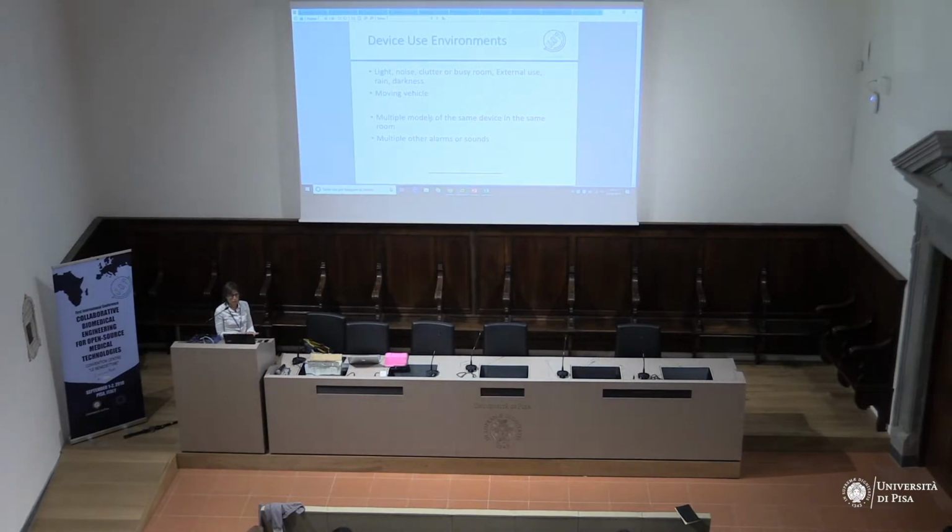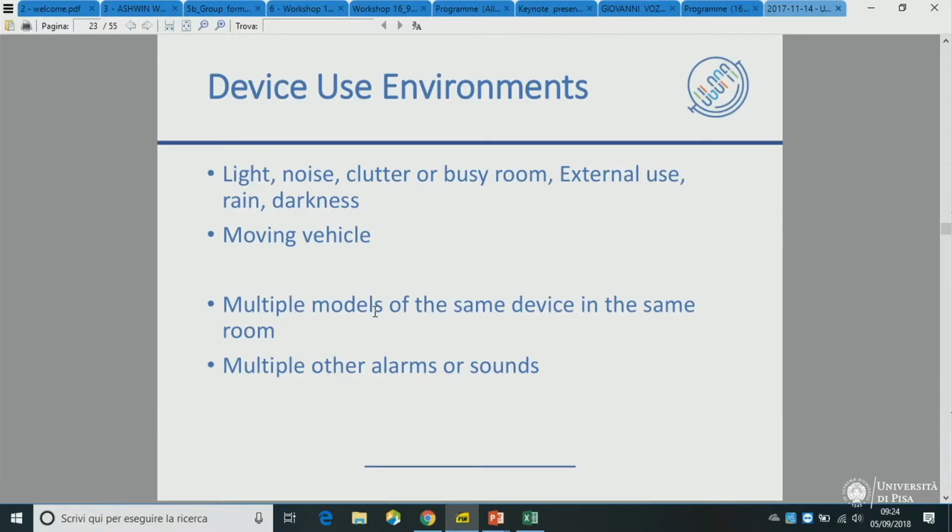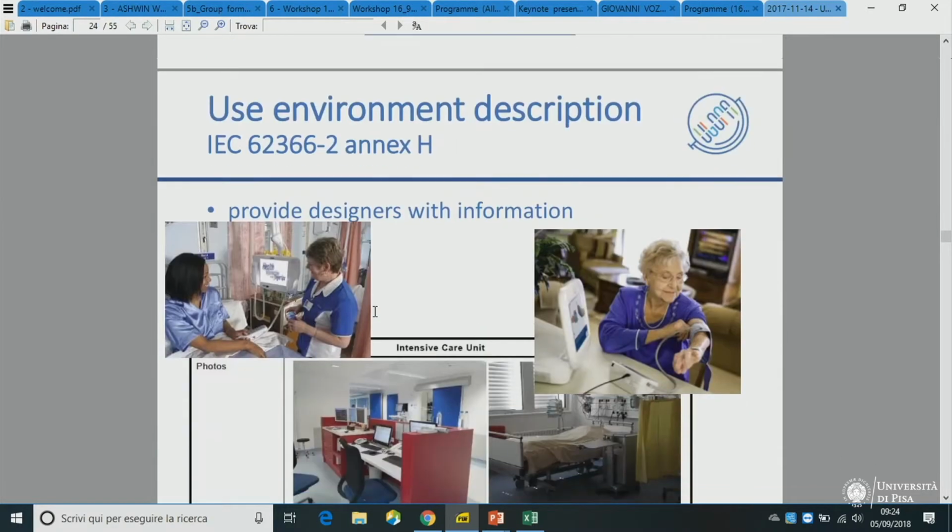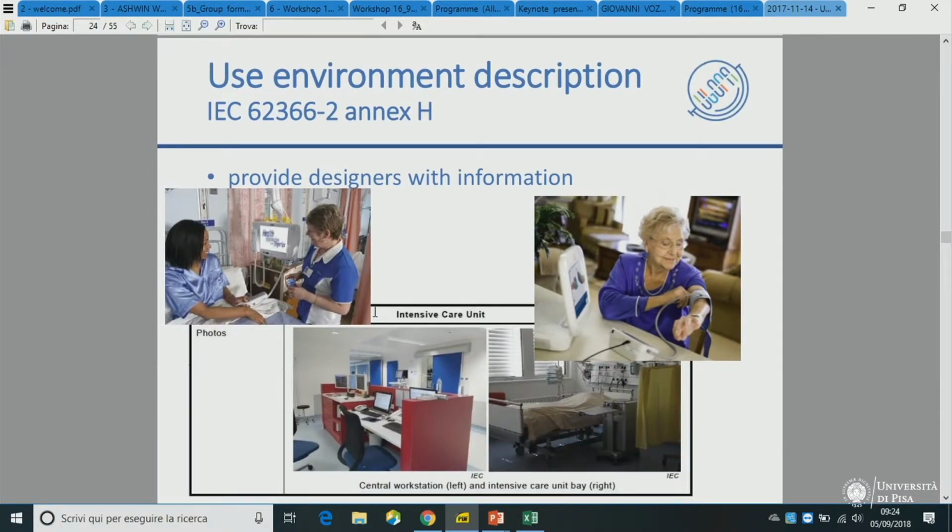So are we at home? Are we in the hospital? Are we running, or are we in an emergency helicopter? It's going to change a lot, okay? So if you want to be a good biomedical engineer, the very first thing you have to do is define the boundaries of your design. Where is the space? What are you trying to comply with?